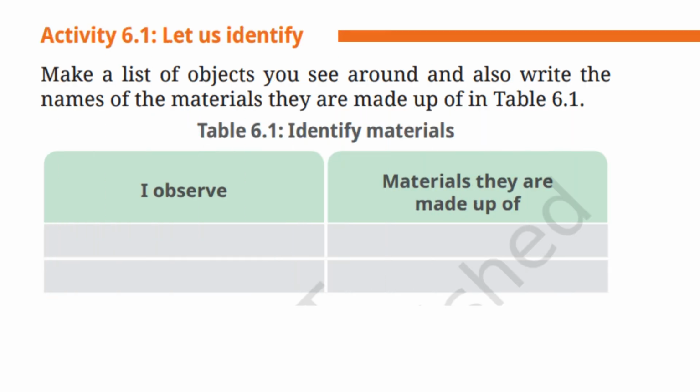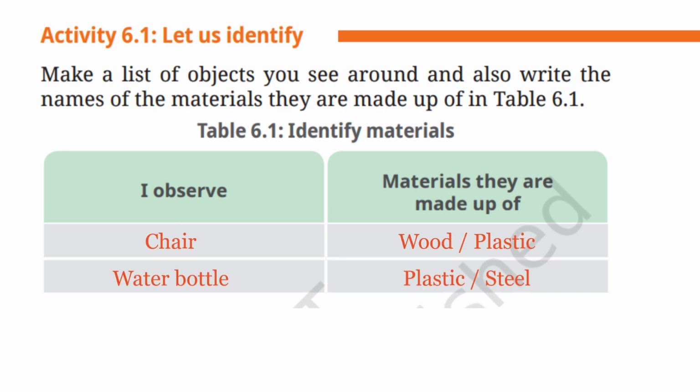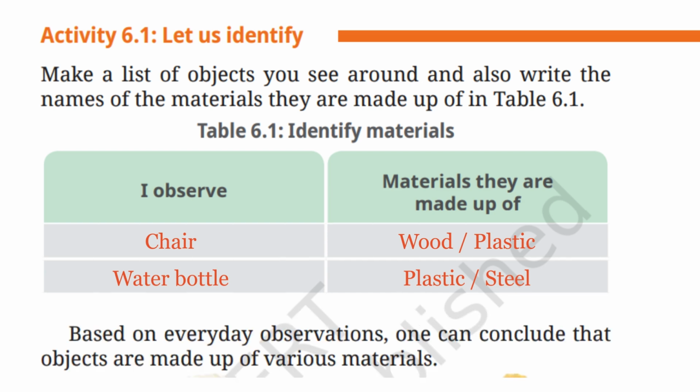Let us identify in activity 6.1. Make a list of objects you see around and also write the names of the materials they are made up of in table 6.1. For example, a chair can be made of wood or plastic because both these materials are strong enough to hold our weight. A water bottle is usually made of plastic or steel as these materials are safe for storing water and easy to carry. So, based on everyday observations, one can conclude that objects are made up of various materials.